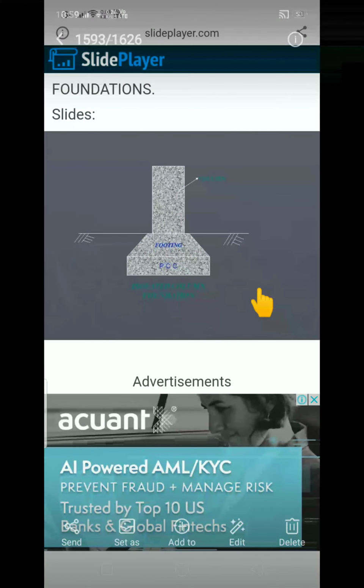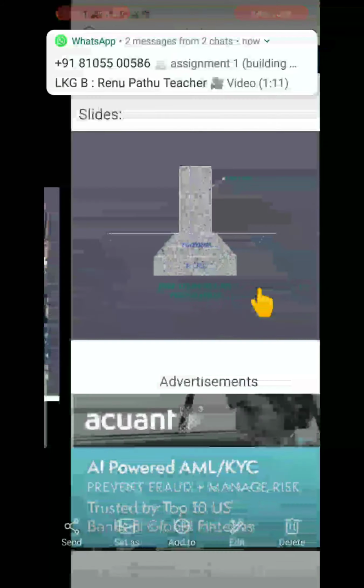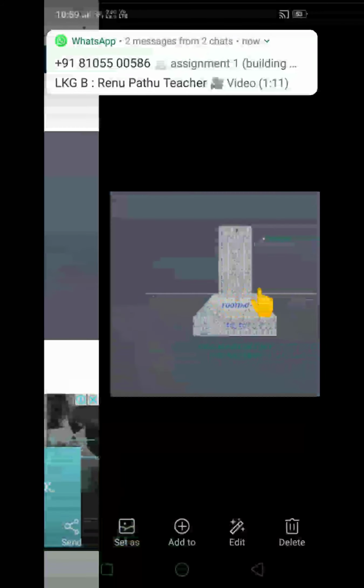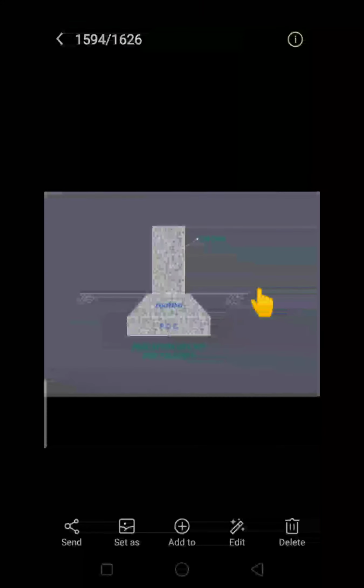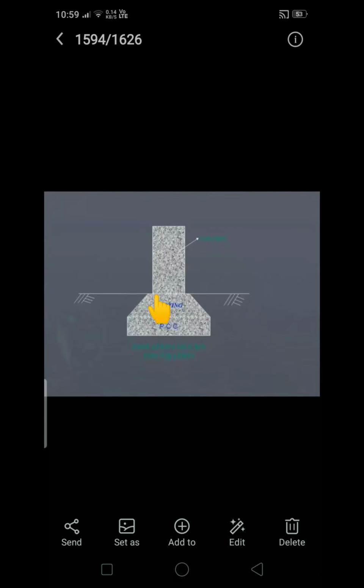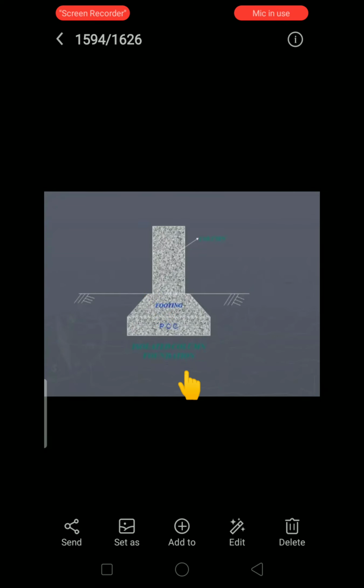So here, coming to the isolated footing, what are we going to do? This is the ground level. First PCC, then the first footing. It is in a sloped way. We are going to place it directly. Sometimes we use reinforcement inside this, and after the reinforcement, centering will be done. Then after that we will place the concrete.